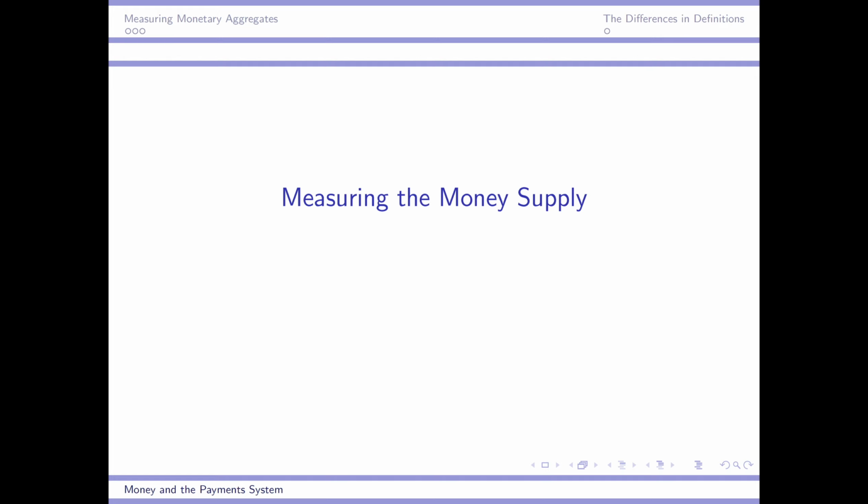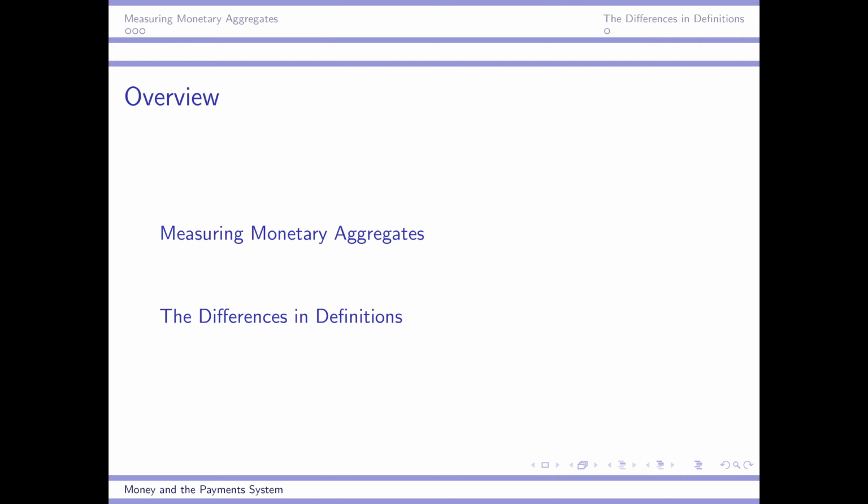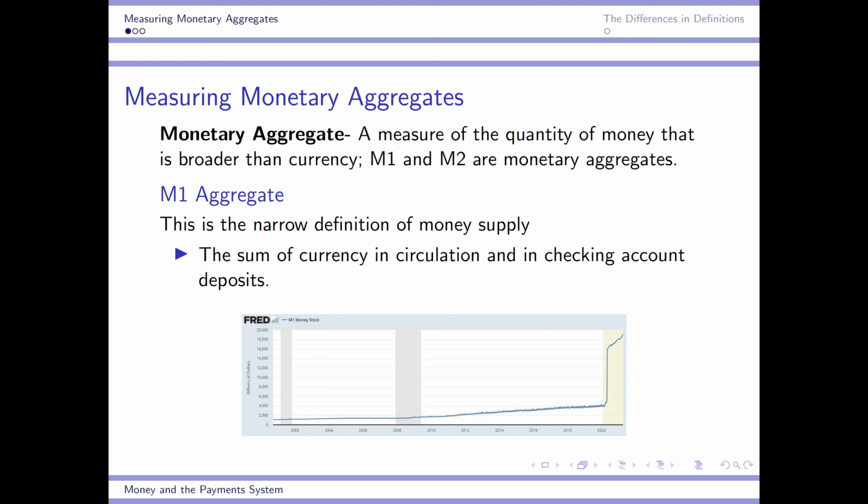Today we're going to be shifting from broad concepts to a more applied critical thinking topic, in this case, measuring the money supply. So as an overview, we're first going to be talking about monetary aggregates, what they are, and how we measure them, and then we're going to contrast the differences in the two definitions that the US government uses. So what even is a monetary aggregate?